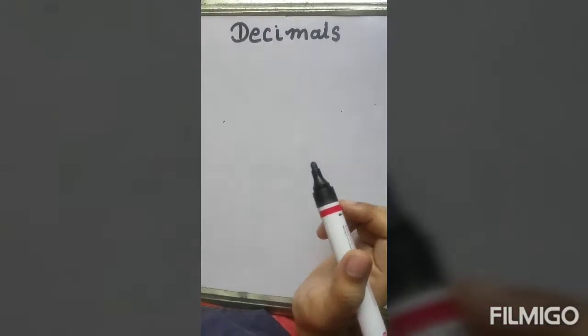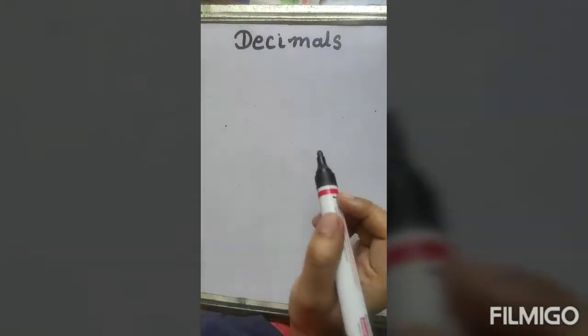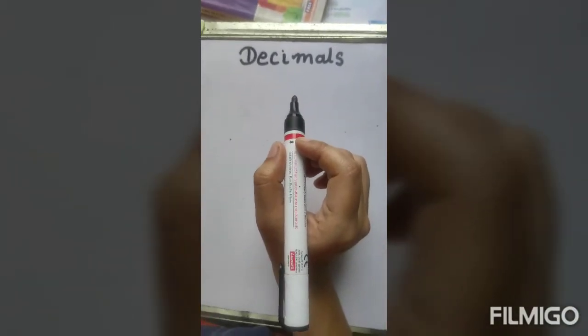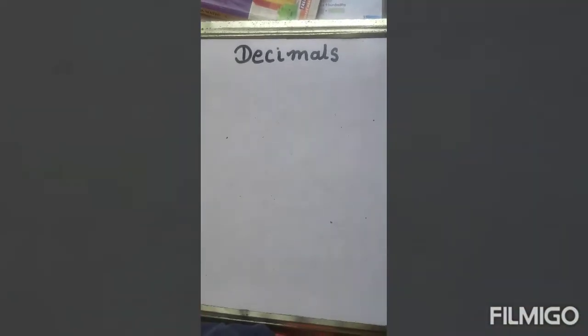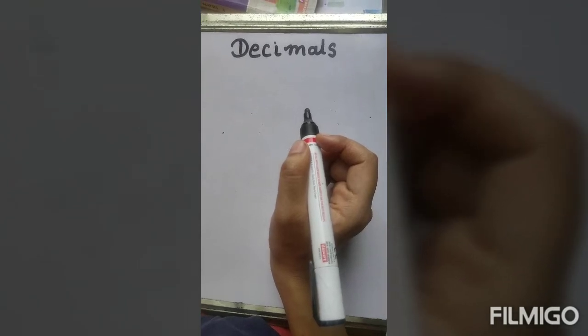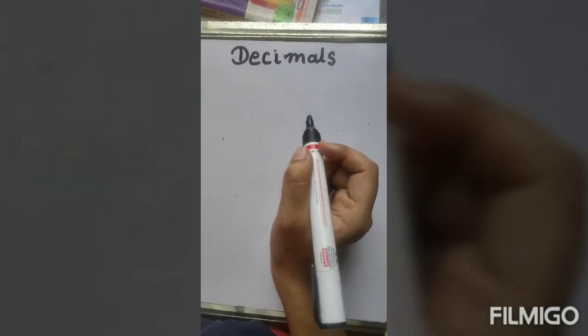Good morning class. Today I am going to introduce you to a new topic, that is decimals. Now, what is called decimals? When any value is less than 1, that can be represented by decimals.